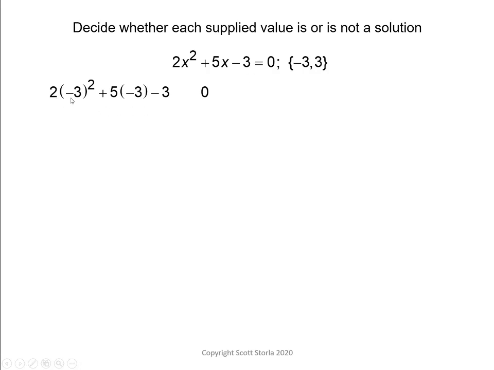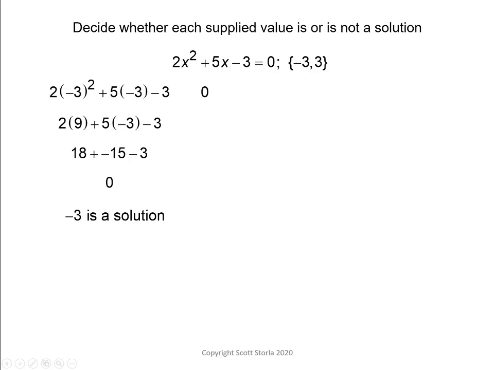So I'll start by taking the second power of -3. That'll give me 9. Now I'll multiply left to right. 2 and 9 is 18. 5 times -3 is -15. Now I'll add and subtract left to right, and I do get 0. So -3 is a solution.